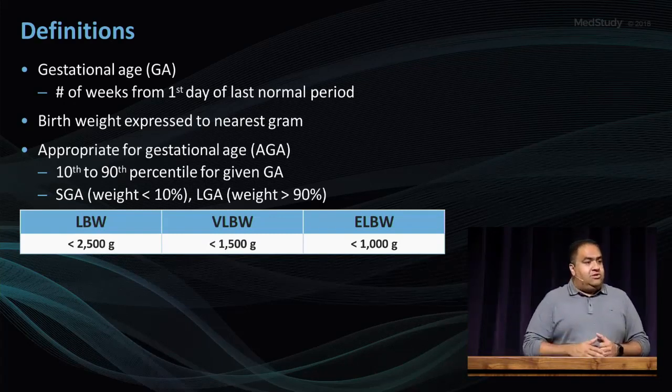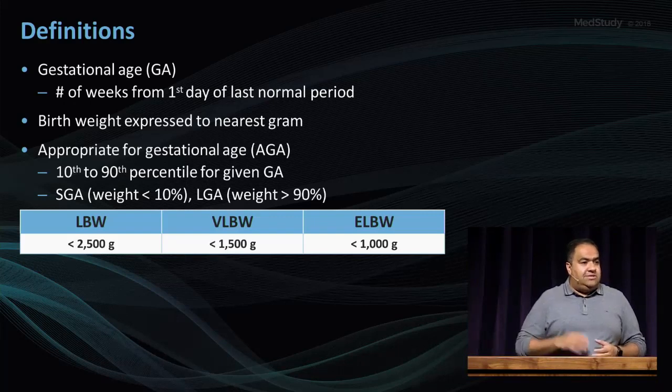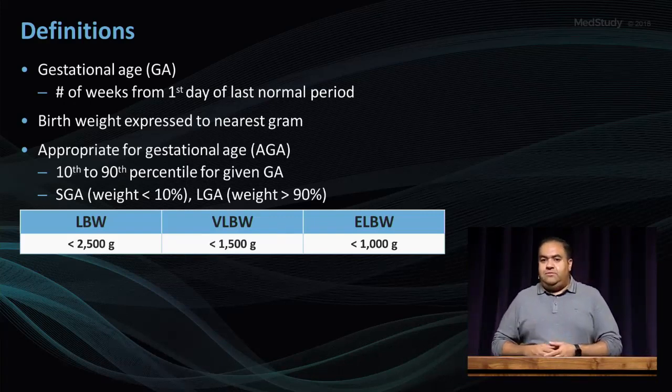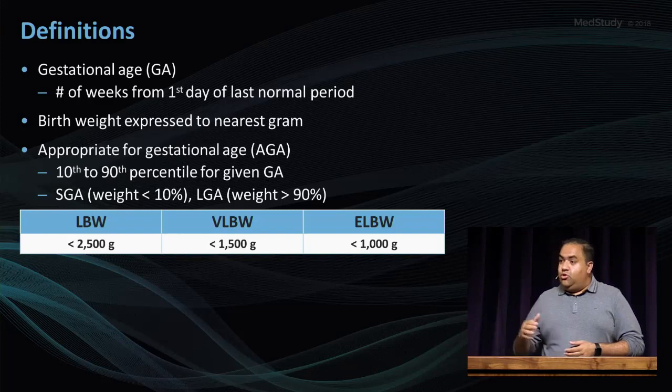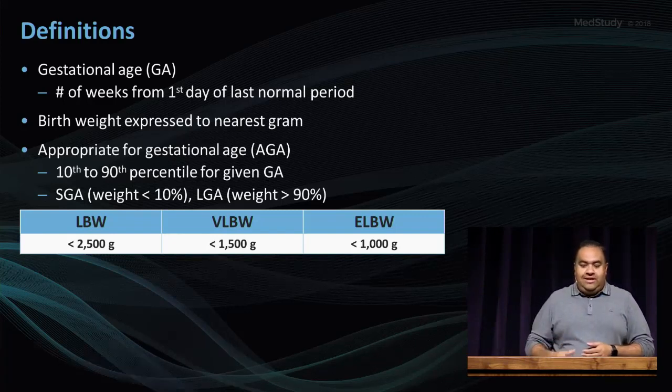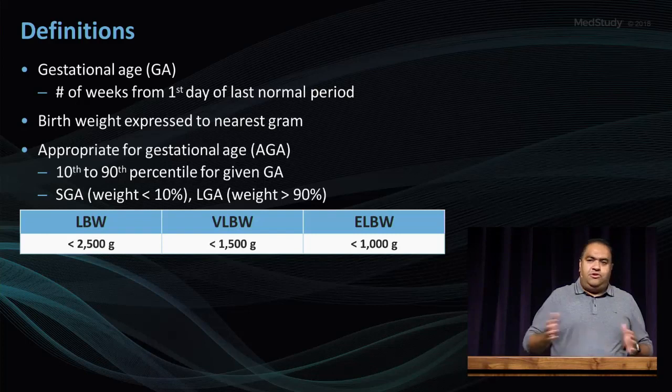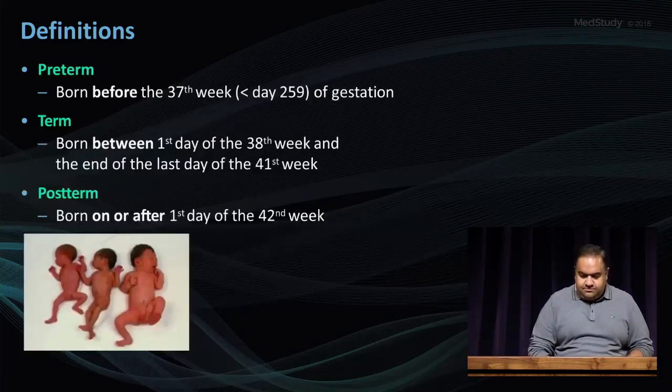And then even in the smaller size kids, we further subdivide them into LBW, VLBW, and ELBW. So low birth weight, very low birth weight, and extremely low birth weight. And so these are the small gestations. Usually these kids are between 22 to 32 weeks.